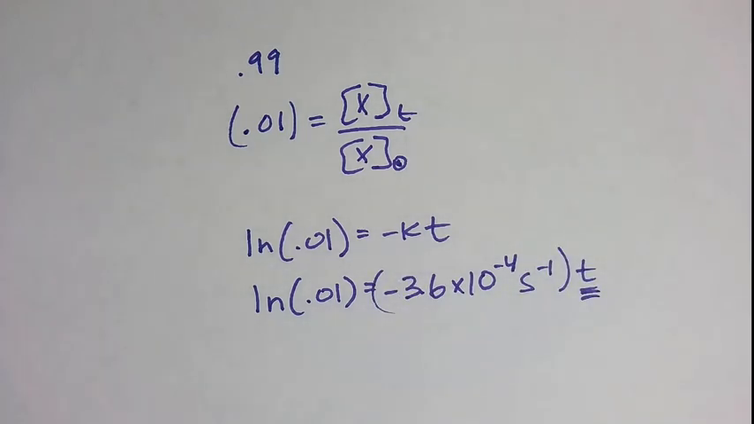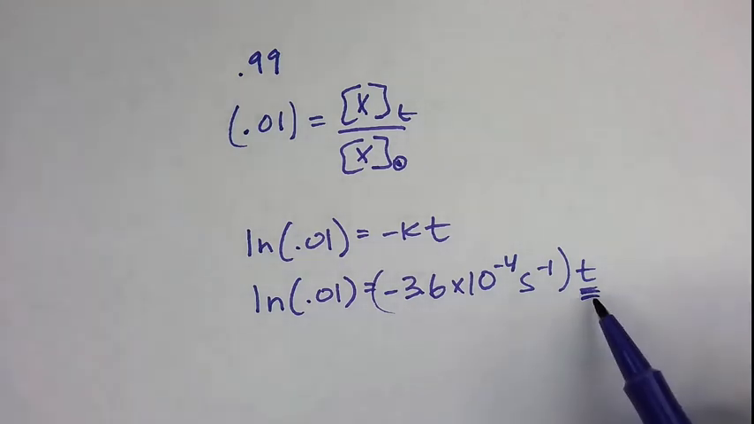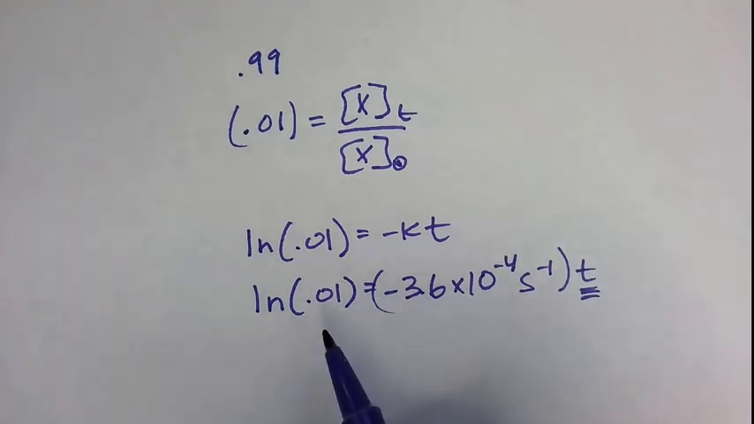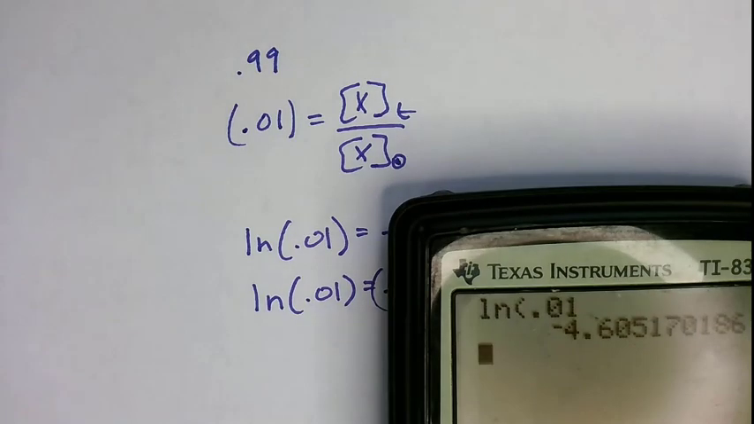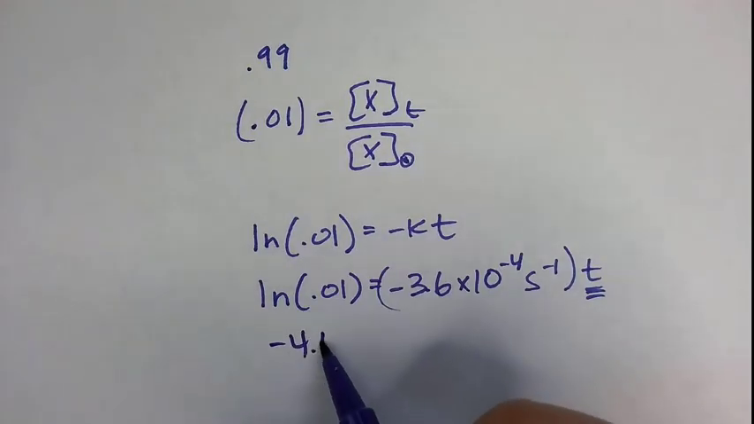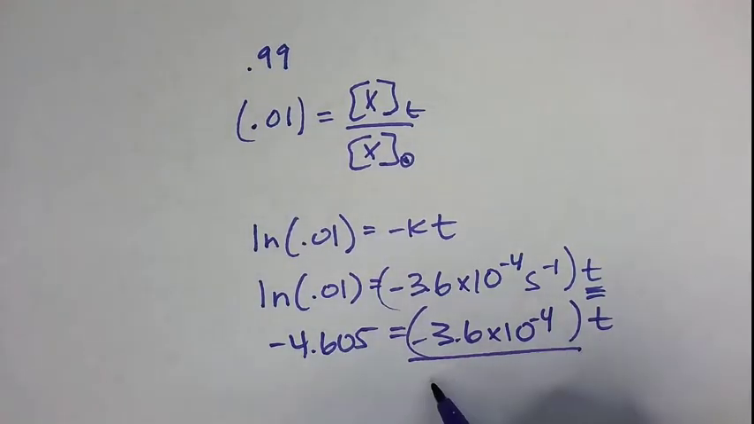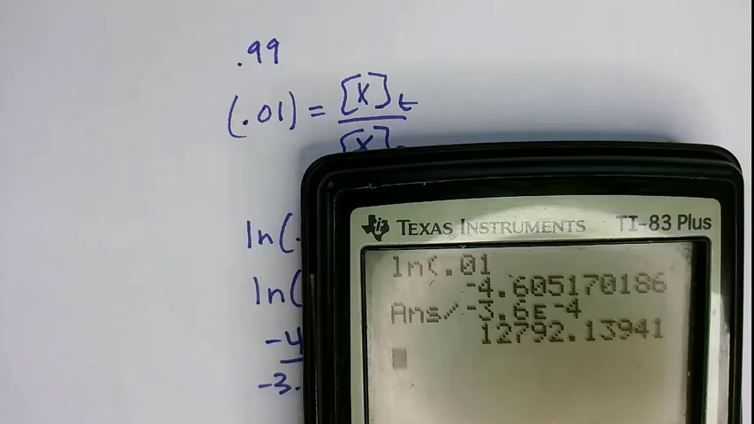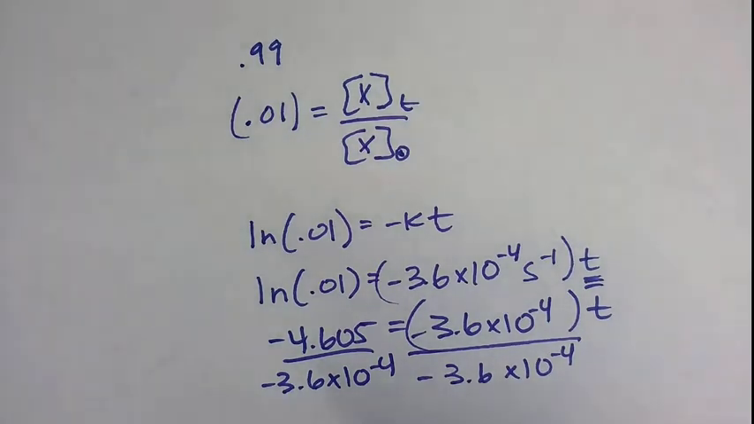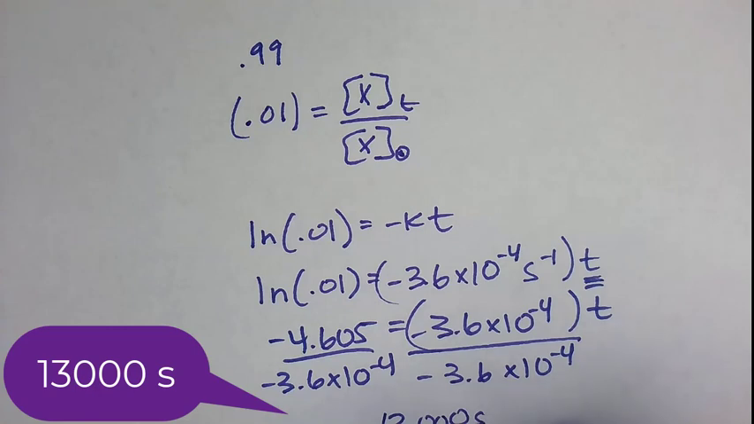We need to find how long the sample has to be heated. So to get T by itself, we just need to simplify this even further. The natural log of 0.01 is negative 4.605. To get T by itself, let's divide both sides by negative 3.6 times 10 to the negative fourth. We want to finish with two significant figures, so I'm going to make this 13,000 seconds. Or we can convert this into minutes, but because it doesn't specify, I'm going to leave it as seconds.